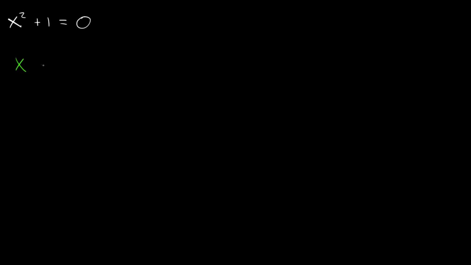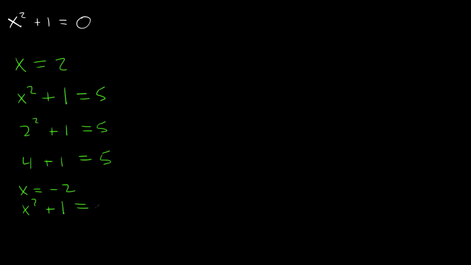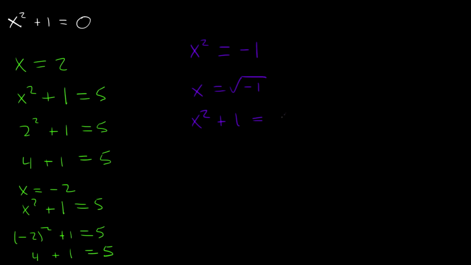In the realm of real numbers, we know that we can't solve this equation because any real number we take to the power of 2, whether positive or negative, will result in a positive number. And there's no positive number that we can add to 1 that will give us 0. In other words, in order for x squared plus 1 to equal 0, then x squared must equal negative 1. In the above example, if x squared were to equal negative 1, it would be an imaginary number.